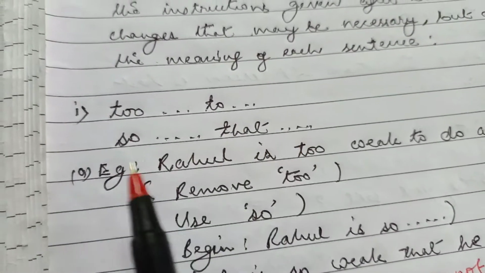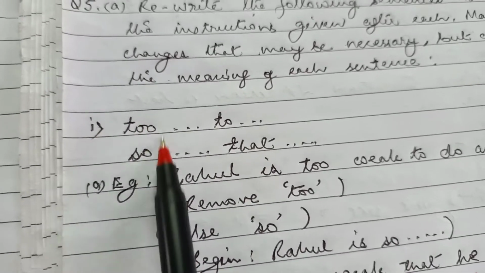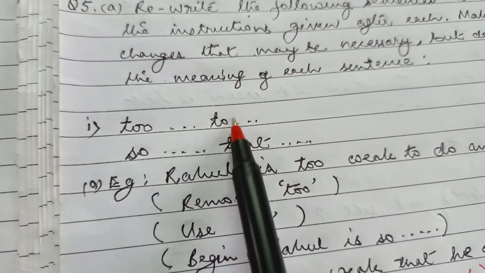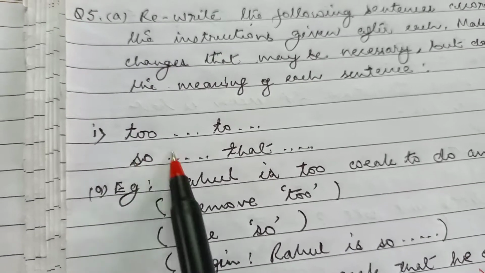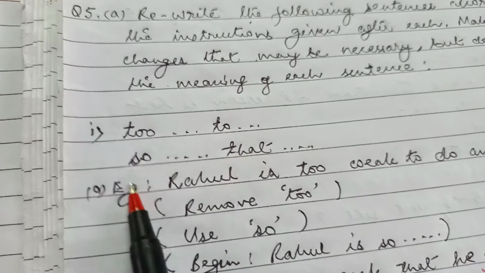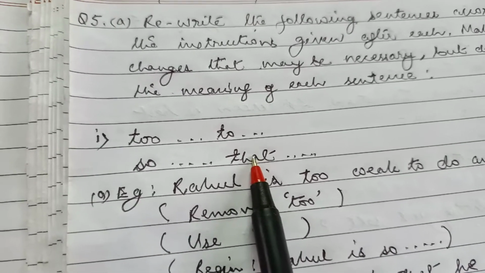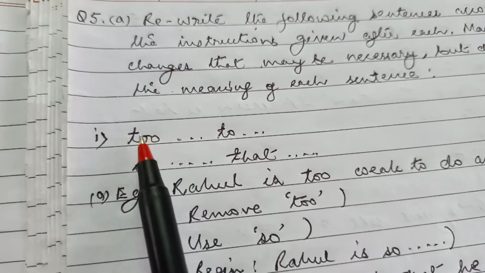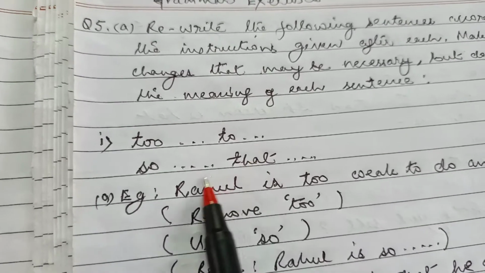exercise. Now see here, the first one is, as I told, the use of too and to being changed into so and that. So they are pairing words. Whenever we have the word too, to will go with it. And whenever we have the word so, that must go with it. So that, such that are the pairing words that we must remember. Now how do we change the given too and to into so and that? Here are certain examples for you to understand.